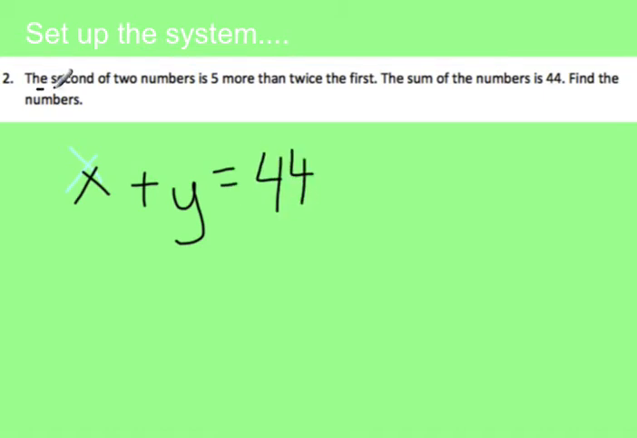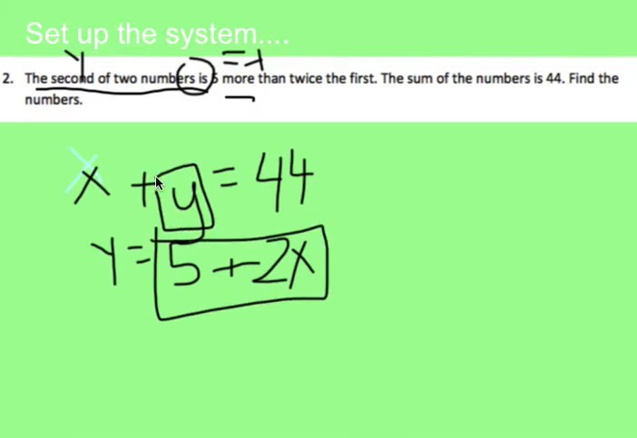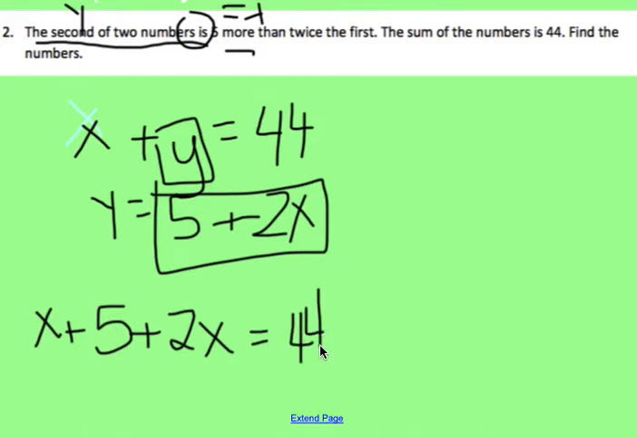Then let's read through this. The second of 2 numbers is. Second, that's going to be represented by Y. Whenever you see "is," it means equals. Is 5 more, and "more" means plus. So 5 more than twice the first. Twice the first literally means 2 times the first one. So Y is equal to 5 plus 2X, and that's going to be substituted in for the Y. I'm going to take Y out completely and put 5 plus 2X in instead, and that's going to be equal to 44.